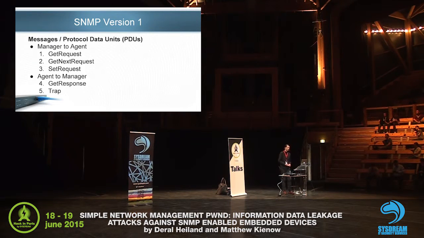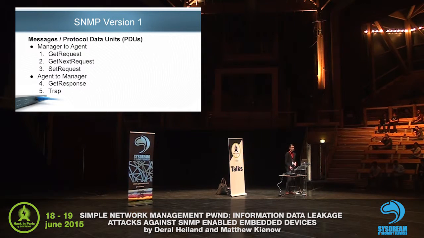The get next request message is used to navigate tables like routing and interface tables. In this case, it gets the value of the next variable based on lexicographical ordering of the MIB table. Set request is for setting the value of one of the variables, and in response to those 3, the agent would send a get response.